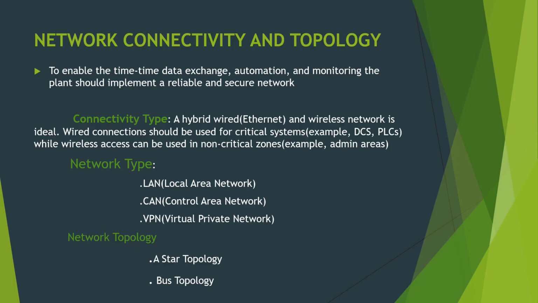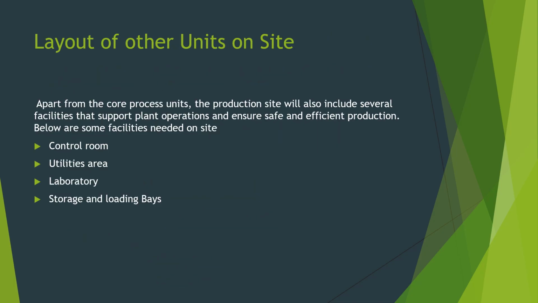So finally, let's look at the layout of other units on site. So apart from the core process unit, the production site will also include several auxiliary facilities that support plant operation and ensure safe and efficient production. So below are some of the facilities needed on site. 1. Control room. So the control room houses the distributed control system where process parameters are monitored and controlled. Also, operators can observe real-time data and respond to alarms.